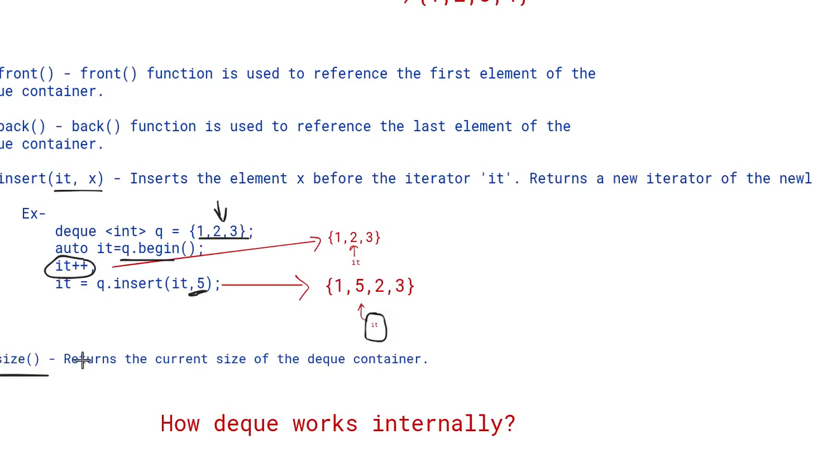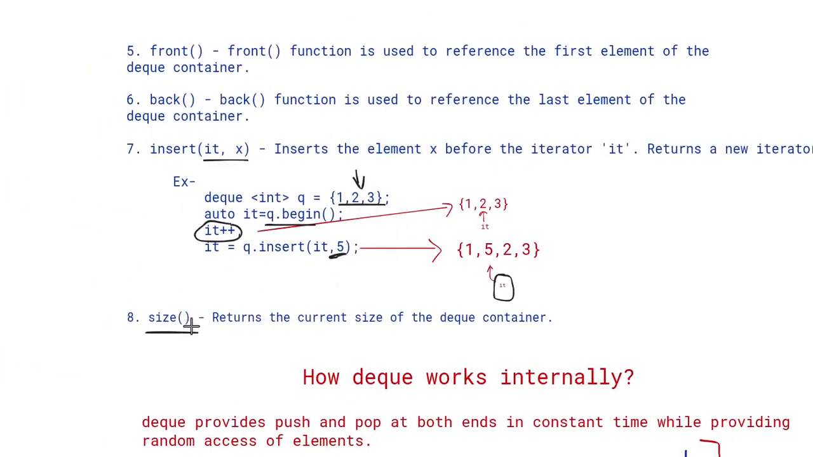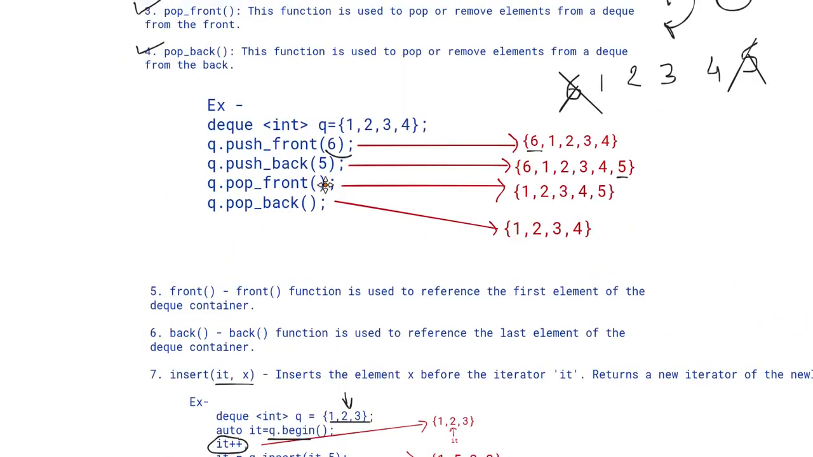So size returns the current size of the Deque container. So if we have 1, 5, 2, 3, if we use size, it will return 4. 4 is the size of our container. Okay, let's see all these functions in operation.